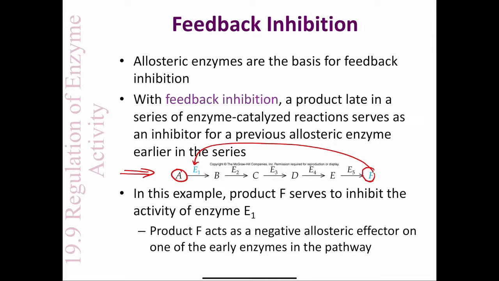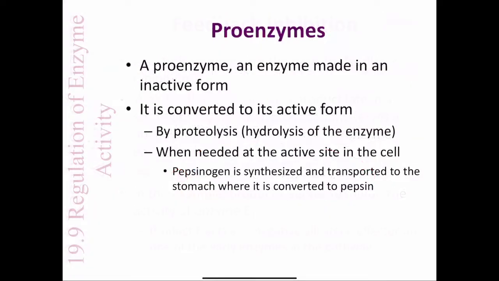When the concentration of F drops, it will dissociate from the effector binding site. When this occurs, the enzyme is active once again. Thus, feedback inhibition is an effective metabolic on-off switch.